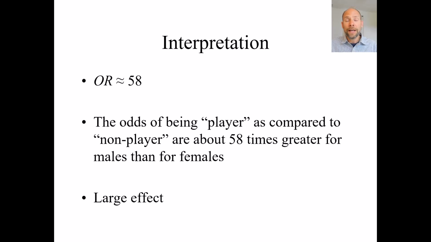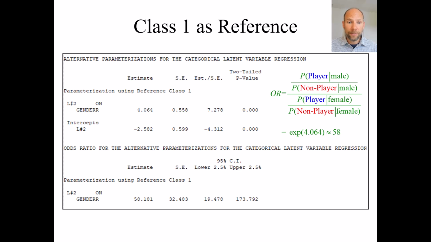We also get a confidence interval for the odds ratio in Mplus, which you can see on the previous slide. At the bottom you can see there's a 95% confidence interval here, which ranges from 19.478 to 173.792. This is a pretty wide confidence interval, which has to do with a large standard error here. This is such a huge effect, and so there's also a large standard error. As a result, the confidence interval indicates that the precision of the estimate is not very good.